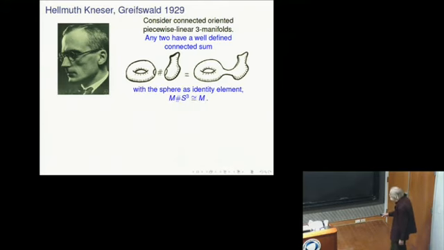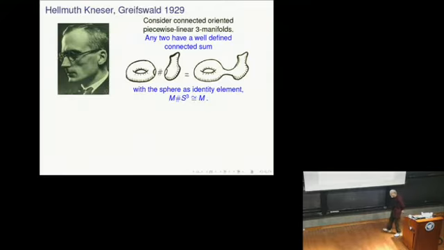And notice the sphere is the identity element. Here in the right-hand thing I've drawn, there is topologically a sphere, and when you glue it on, you get something which is still topologically a sphere.